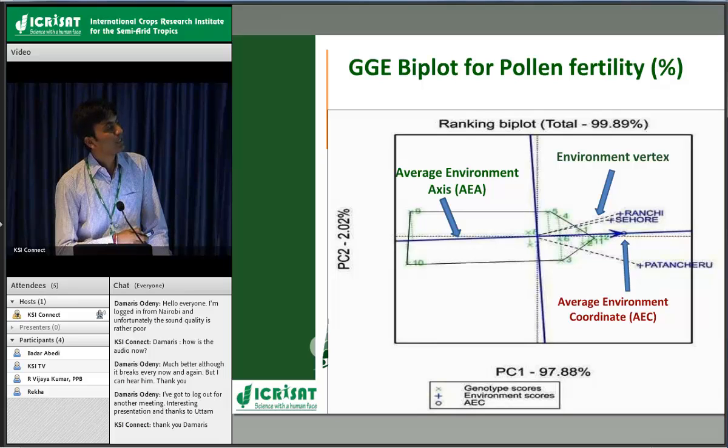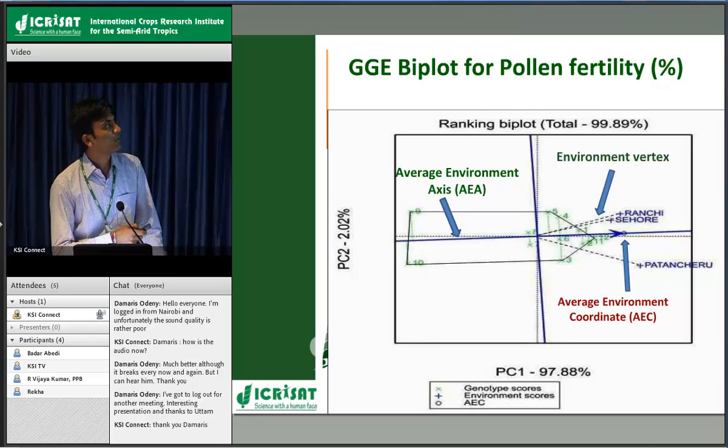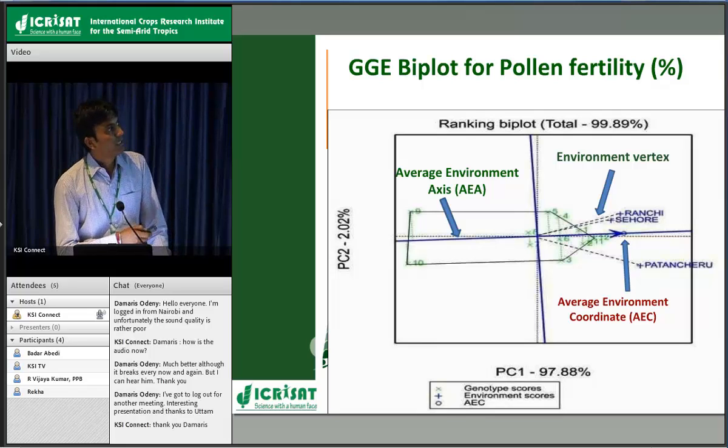Here we can see that the Patancheru environment is discriminating a bit among all three environments. So the genotypes that are far from Patancheru performed less in Patancheru as compared to Sihor and Ranchi for pollen fertility percentage. These two hybrids have minimum pollen fertility at all three locations and greater genotype-by-environment interactions, which shows the instability of these two genotypes. Genotypes 1, 2, 11, 12 and 6 have the minimum genotype-by-environment interaction, which shows that these genotypes are stable, and they are near Sihor and Ranchi, which indicates that the genotypes performed well in Sihor and Ranchi locations.